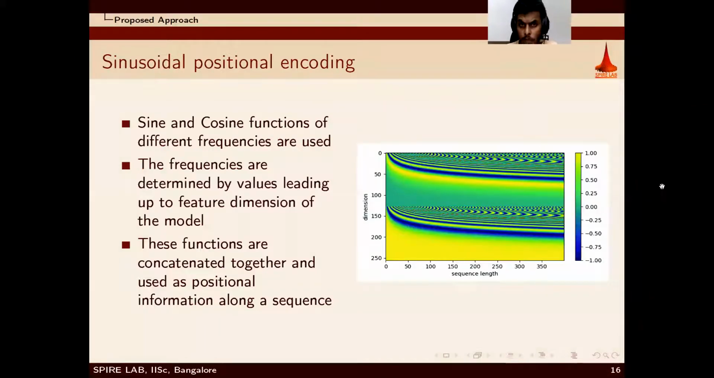Now coming to sinusoidal positional encoding, sine and cosine functions of different frequencies are used. The frequencies are determined by values leading up to the required feature dimension of the model. Now these functions are concatenated together and used as positional information along a sequence.